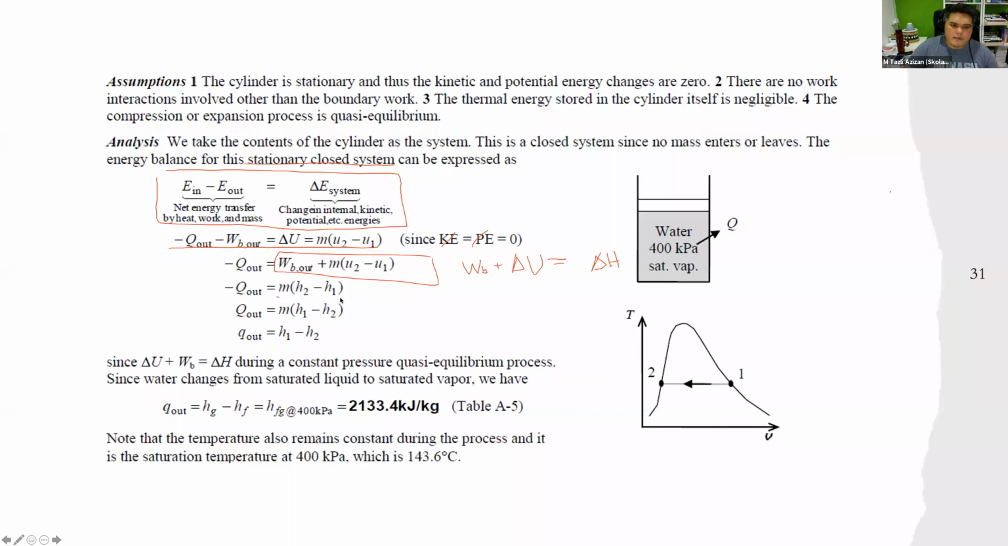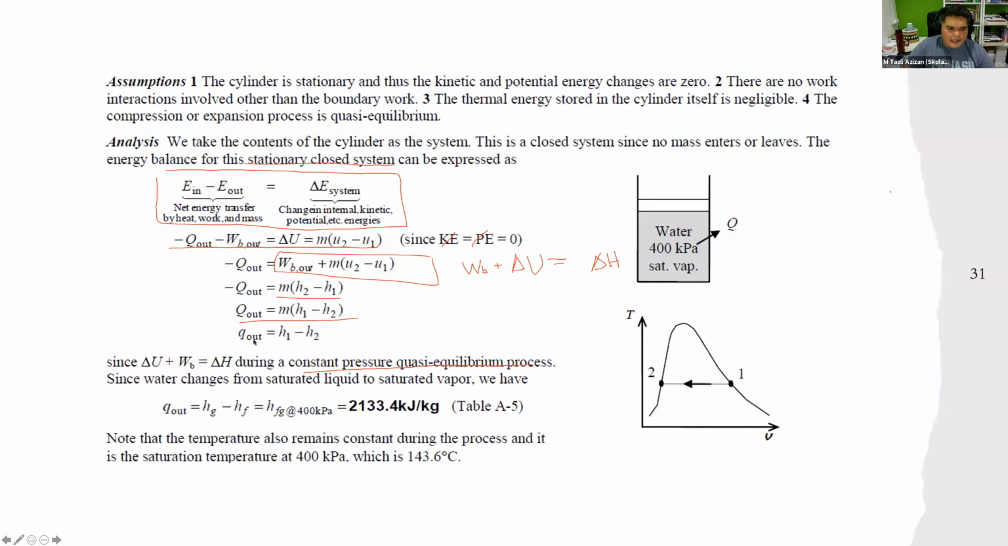So this is simply a change of enthalpy, which is equal to m multiplied with the specific enthalpy at state 2 minus specific enthalpy at state 1. And rearrange back, you'll be able to get this equation. And then you get Q out equals to H1 minus H2. Q out is the specific heat, right? So this is during a constant quasi-equilibrium process.